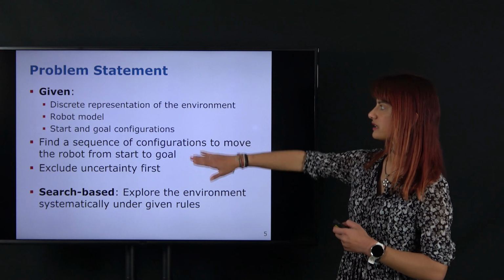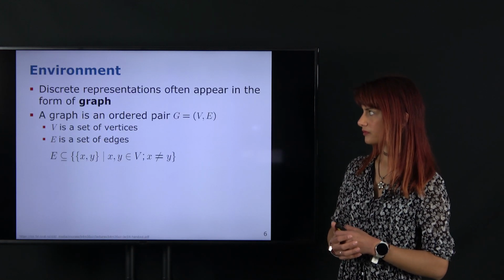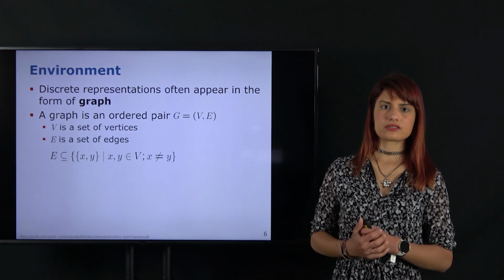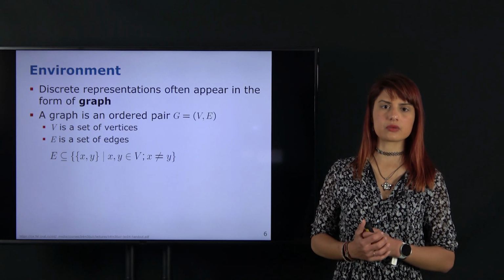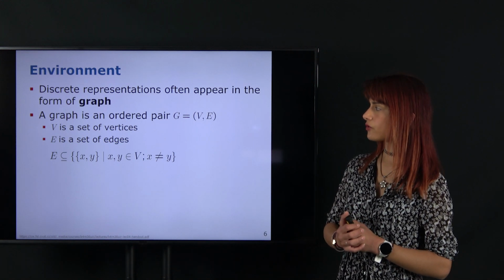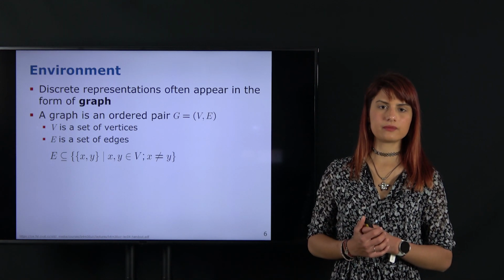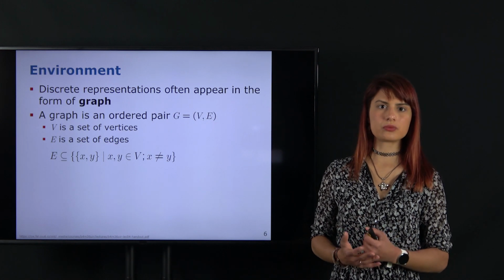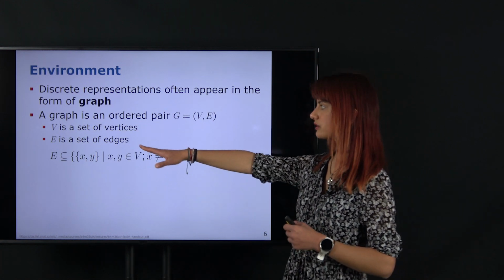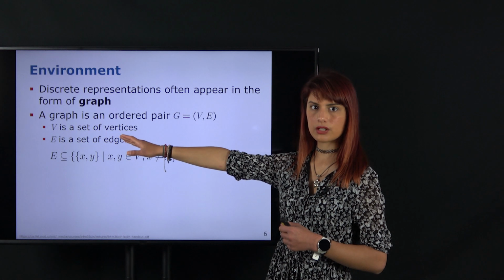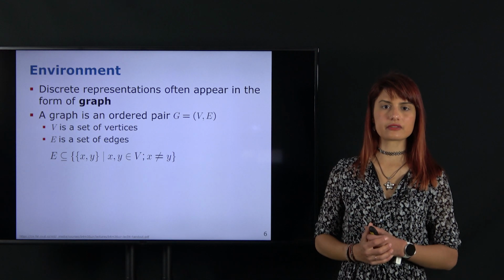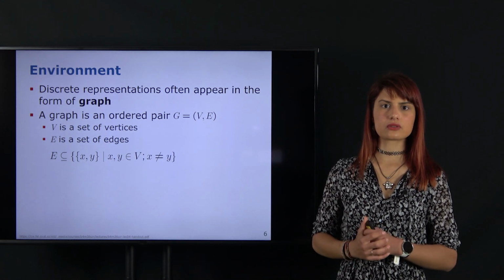So let's talk in more detail about the environment. As we said, we need a discrete representation. This allows us to capture the continuous nature of the problem in a compact way. And a discrete form that is often seen in planning is a graph. A graph is just a roadmap of where the robot can move. It has vertices corresponding to collision-free configurations for the robot, and edges, which are collision-free paths connecting vertices together. So this is where the robot can travel.